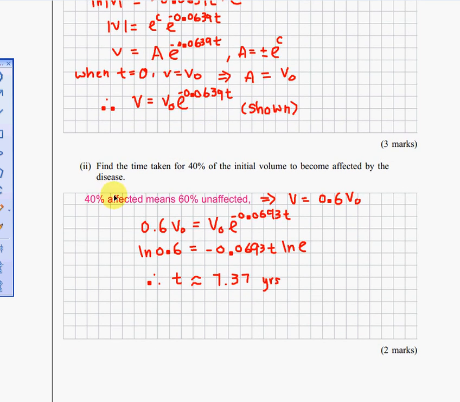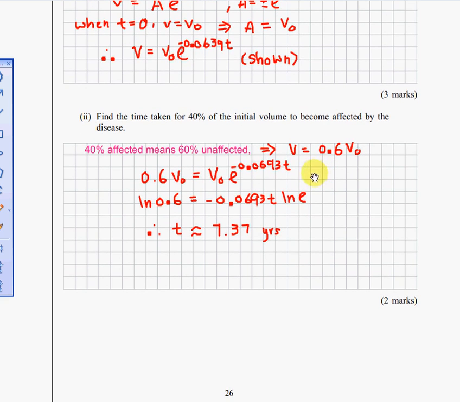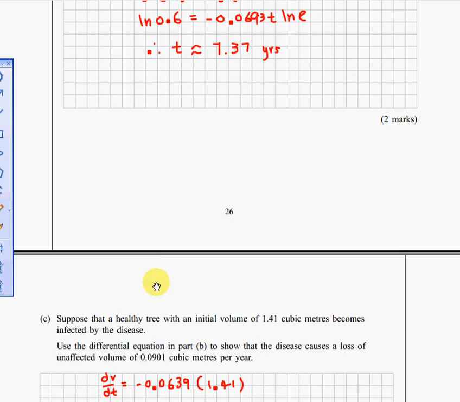And so when you deal with this problem right here, the time taken for 40% of the initial volume means that 60% of the tree trunk is unaffected. So by letting v equal 0.6 v naught, you should be able to use this solution coupled with this information to find that t is approximately 7.37 years, right?